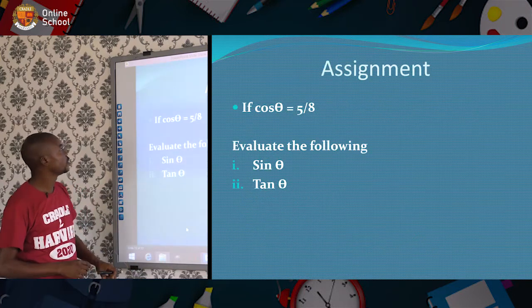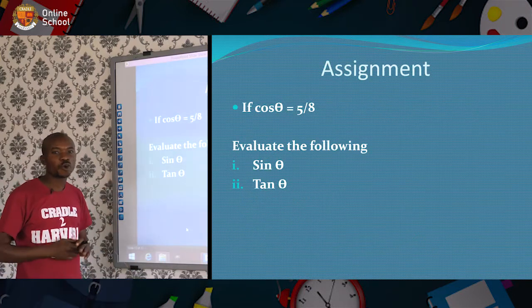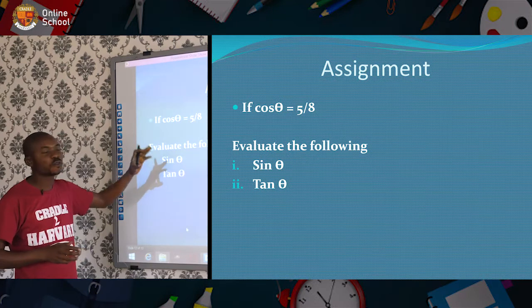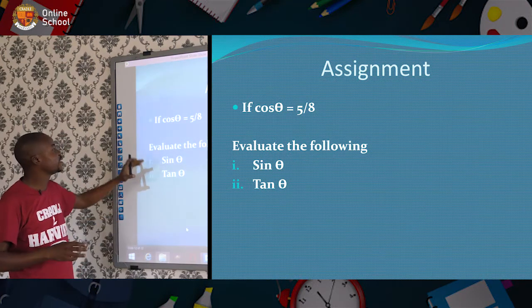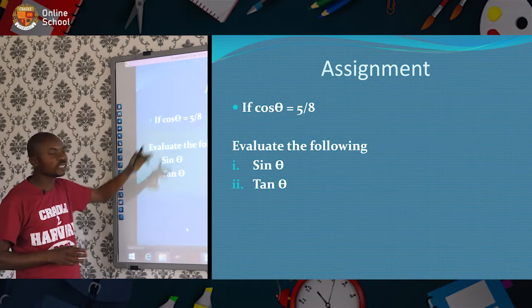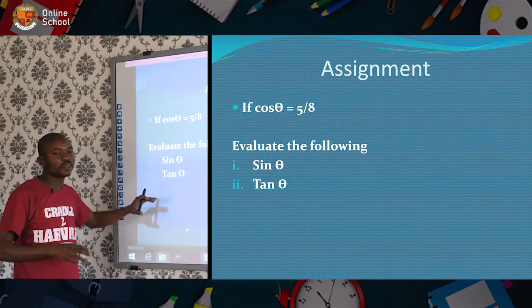Thank you very much. So you are going to do this as your homework. Cos theta is equal to 5 over 8. You are asked to find sin theta from this given value, and tan theta.